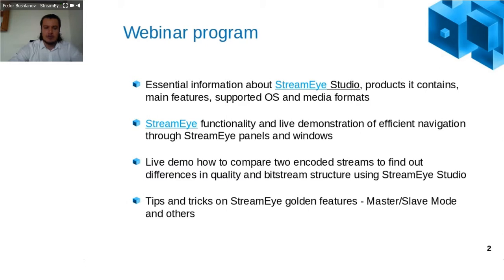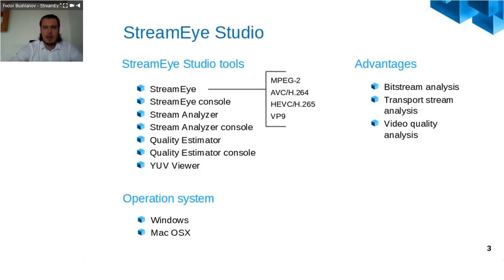used during codec development. Then we will be able to check a couple of essential StreamEye features, which, according to our experience, are used rarely. That is how to use master-slave mode in StreamEye, and a couple of other features: how to compare different streams to each other, and calculate different quality metrics with StreamEye.